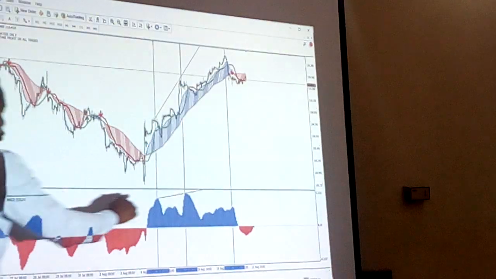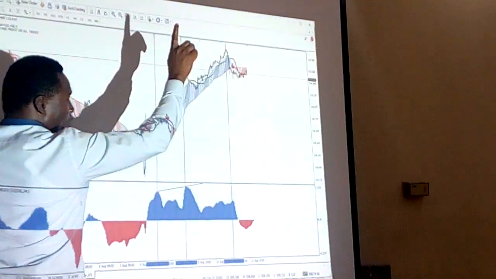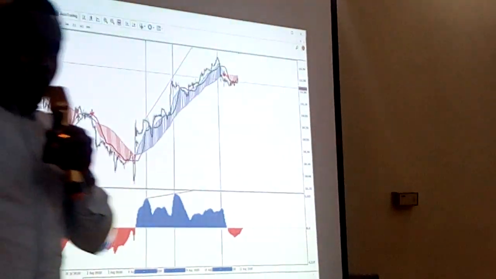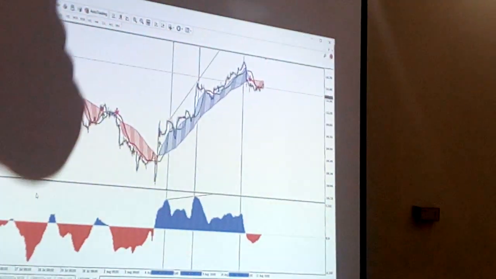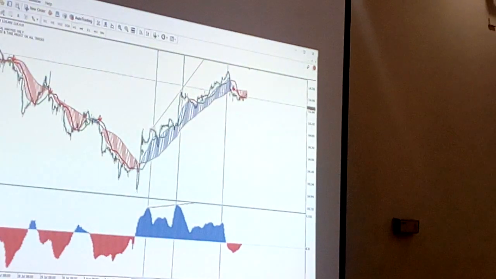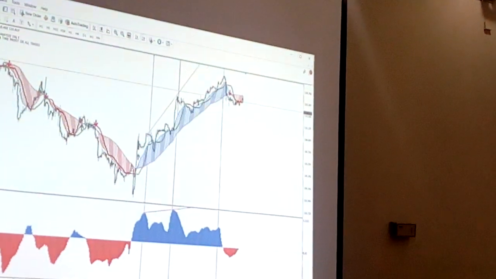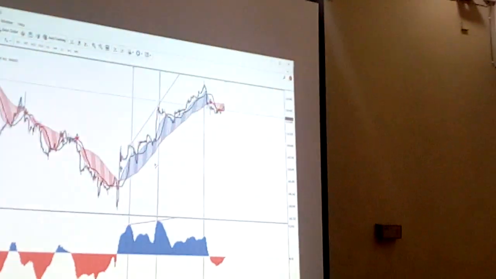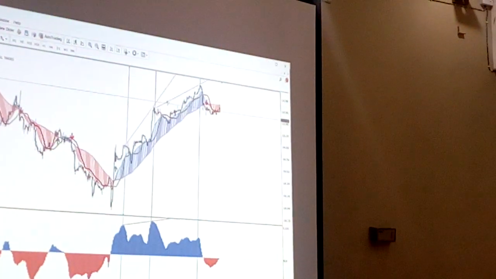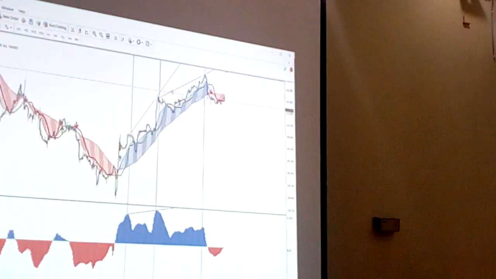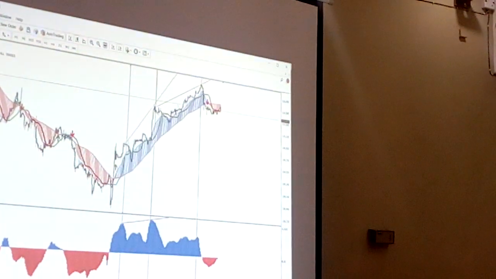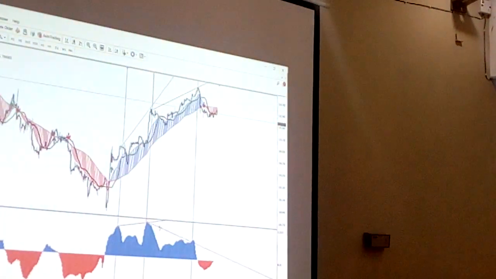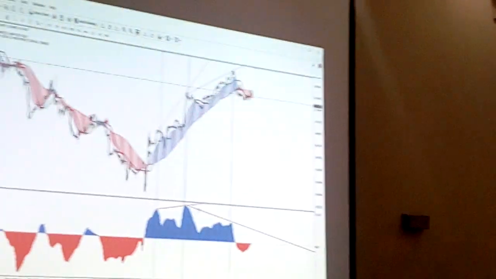So the slope of this line is facing north, up. The slope of this line is facing north, up. Is that not true? It's true. Got to a stage, the price made another move, made a new high. Price made a new high, but the indicator says otherwise. Is that not true? The indicator did something different. Is that not true, sir? Yes, sir.